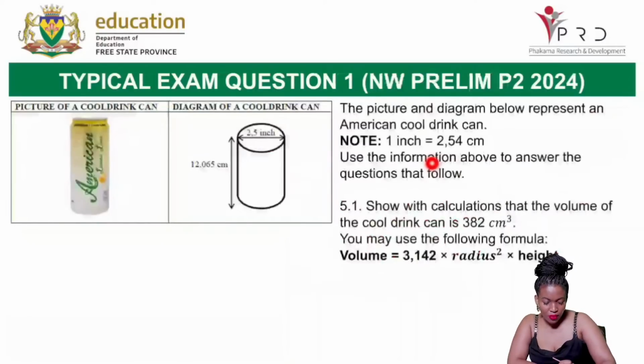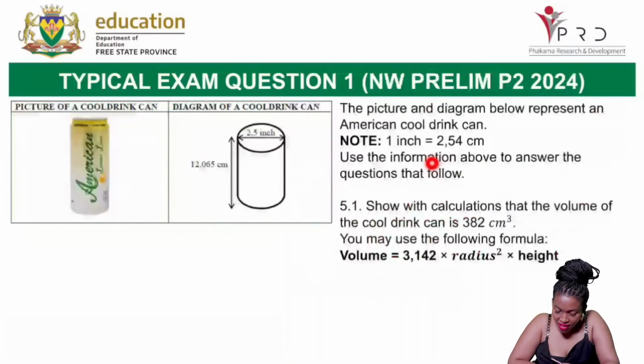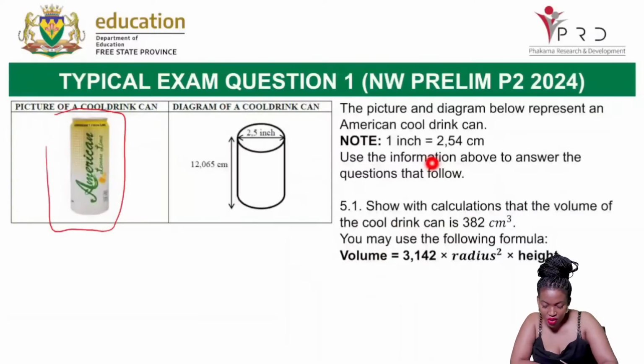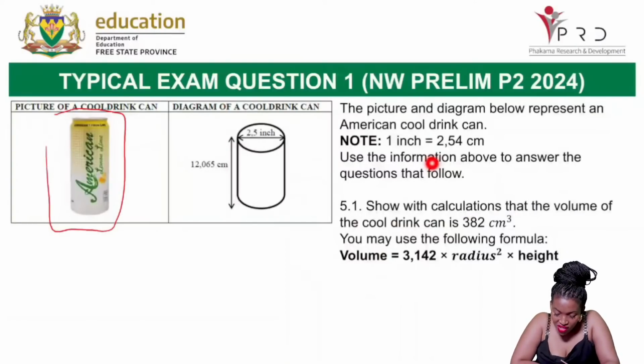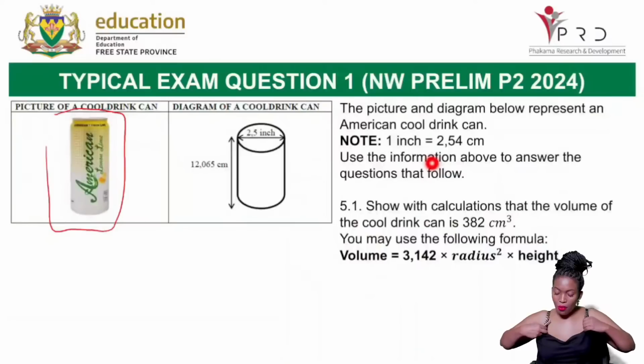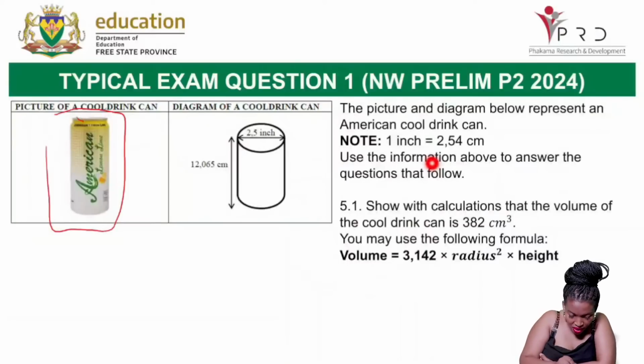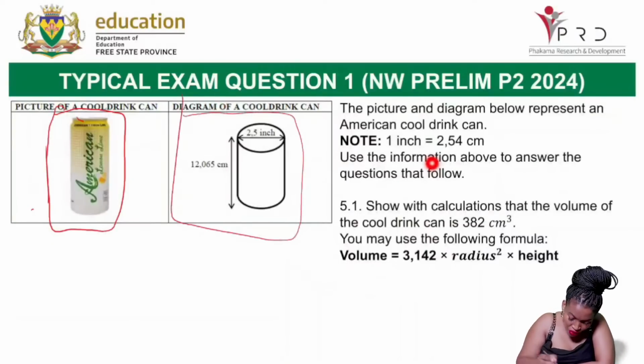The next question, the picture and the diagram below represent an American cold drink can. So that cold drink is called an American cold drink. Note that 1 inch is equivalent to 2.54 centimeters. Use the information above to answer the questions that follow. So we've got the picture of the cold drink. We also have the diagram of the cold drink.